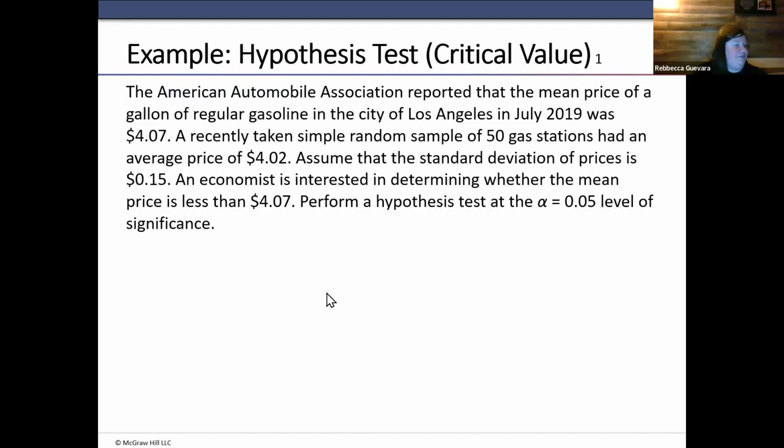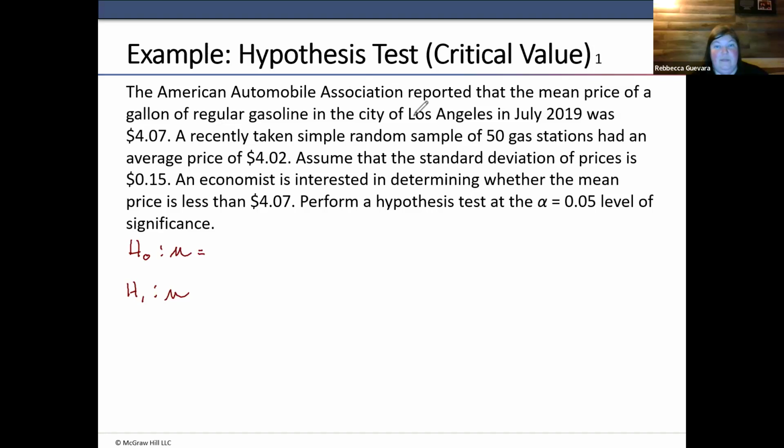So we're going to do a test here. The American Automobile Association reported that the mean price of a gallon, sorry, I read that wrong, a gallon of regular gasoline in the city of Los Angeles in 2019 was $4.07. And I can believe that. It's a lot more expensive out in California. We're going to make our hypothesis here in a second. So let's get ready for that.